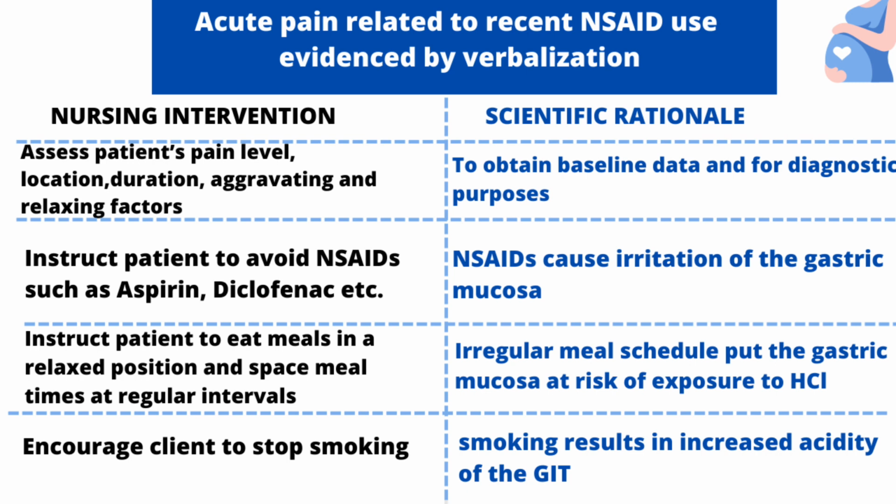The third nursing intervention is to instruct the patient to eat meals in a relaxed position and space meals at regular intervals. The scientific rationale is that when they eat their meals in a relaxed position, there is very little risk for them to aspirate. Then when the meals are in regular patterns, there is less risk for the gastric mucosa to be at risk of exposure to hydrochloric acid.